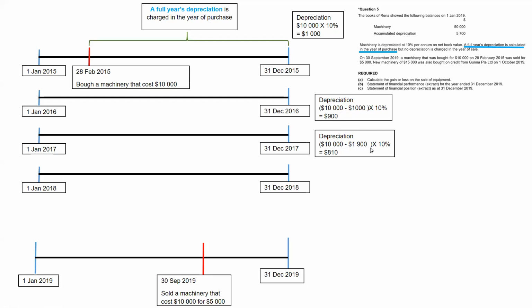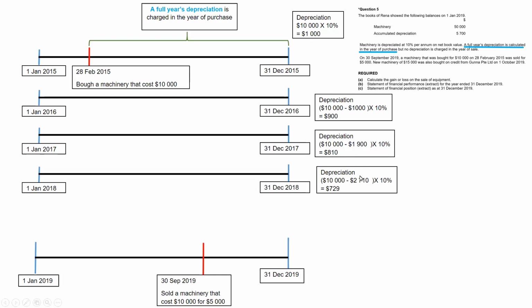So if I want to calculate the net book value for the third year, I will take the cost price of the machine, which is 10,000, minus the accumulated depreciation as of the end of year two. Then I will be able to calculate the third year depreciation. I continue to do so for 2018. So how do I get the accumulated depreciation to be 2,710 over here? It is by taking the first year depreciation, second year depreciation, followed by the third year, added up, it will be 2,710.